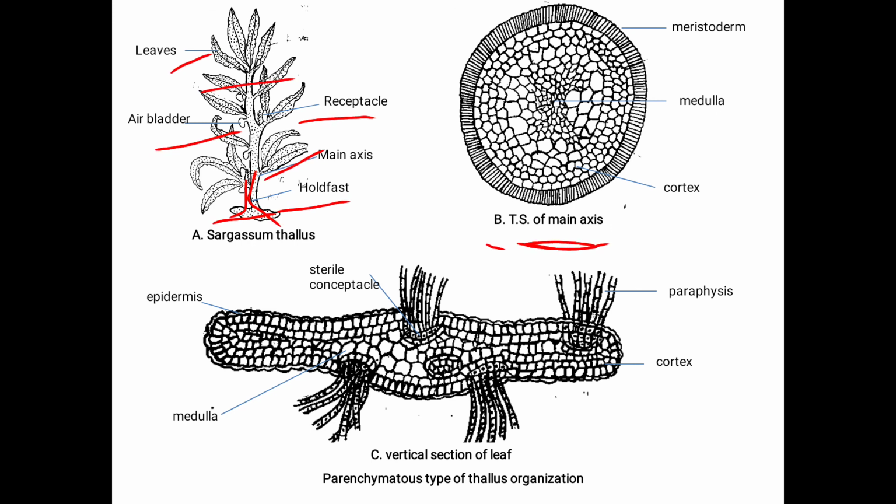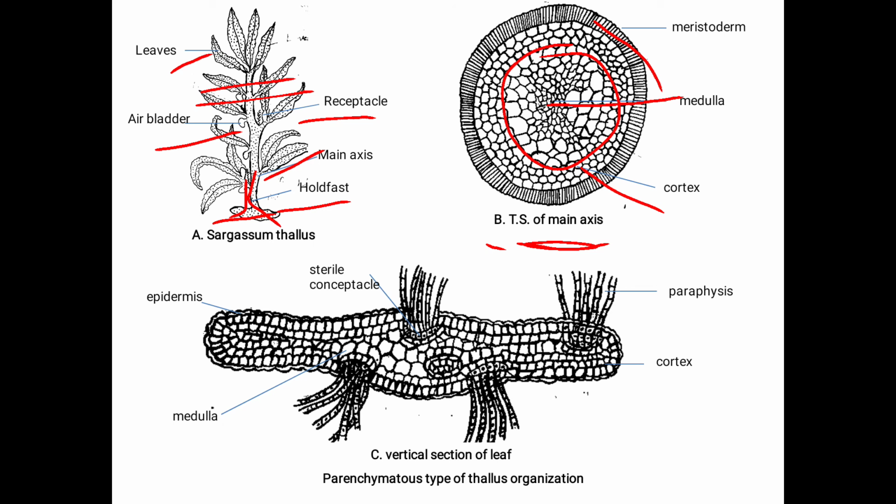If we take the transverse section, we will see this form. That is the presence of the meristoderm, the outermost layer, the medulla, the innermost layer, and the cortex region. Here the cortex region. These are the cells. These all are made up of the parenchymatous tissues.